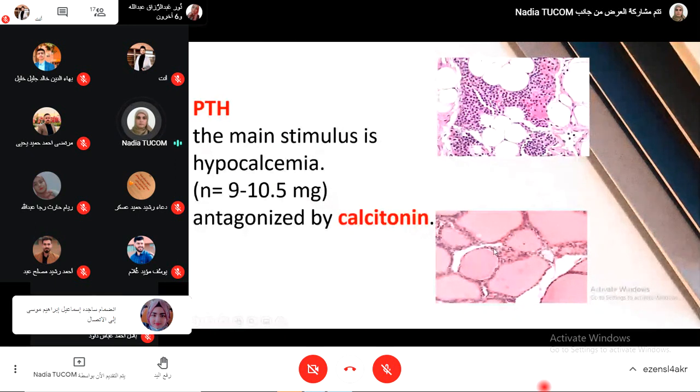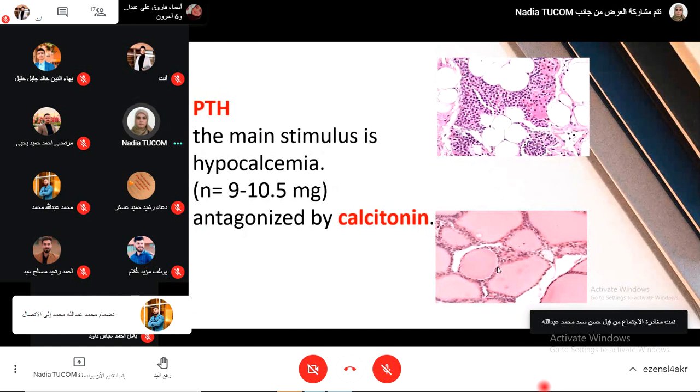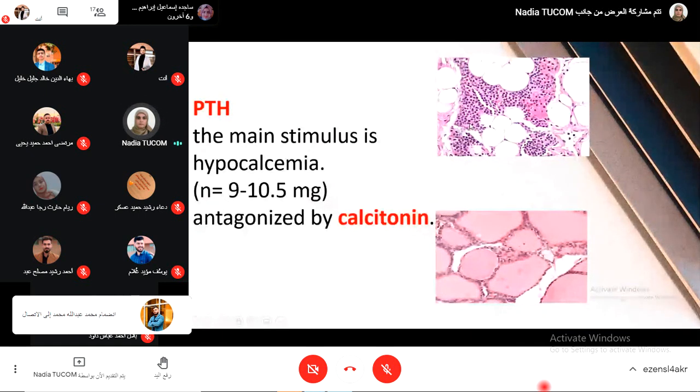And the parafollicular C cells within the thyroid interstitium are responsible for secretion of calcitonin, which antagonizes the effect of parathyroid hormone. So these endocrine cells of the parathyroid gland secrete parathyroid hormone, which is controlled.